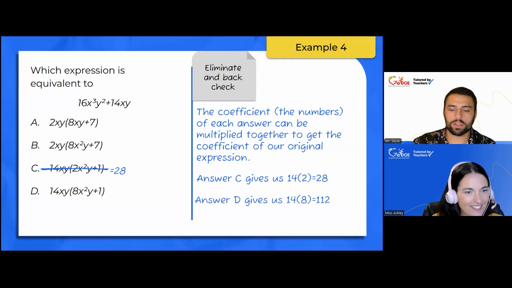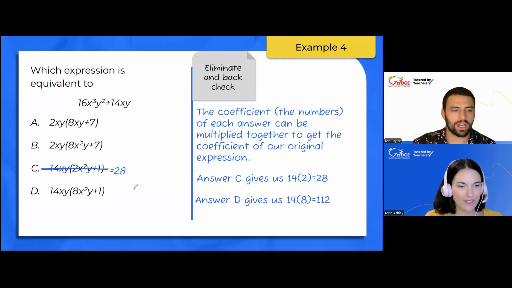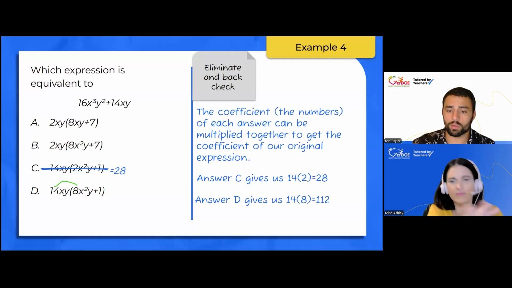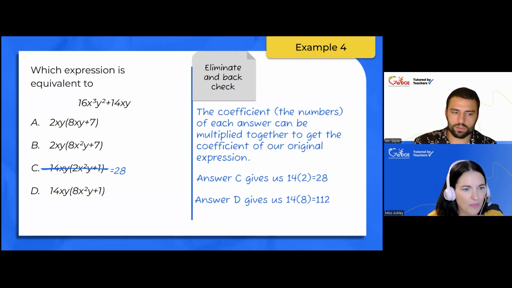Now we can check answer D as well. Maybe we don't know if we're trying to get bigger or smaller, right? If you check answer D, you're going to get 14 times 8, and 14 times 8 gives you 112. There is not 112 up in my top. Strike it out.